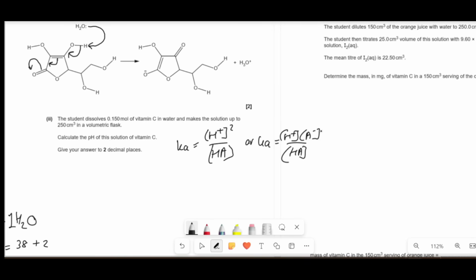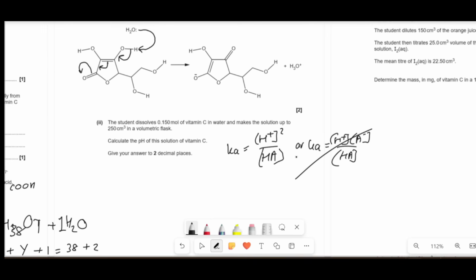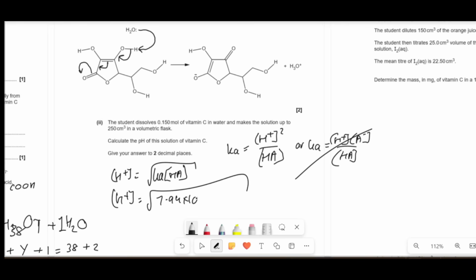Then it makes sense, because there's no A- or any salt mentioned here, so we're not going to use that. And that's for a buffer, really, mainly. But if you remember that A- is salt, then you're going to be fine. So in this case, H+ equals the square root of Ka times HA. H+ is going to equal the square root of 7.94 times 10 to the minus 5 times the concentration, which we need to figure out.